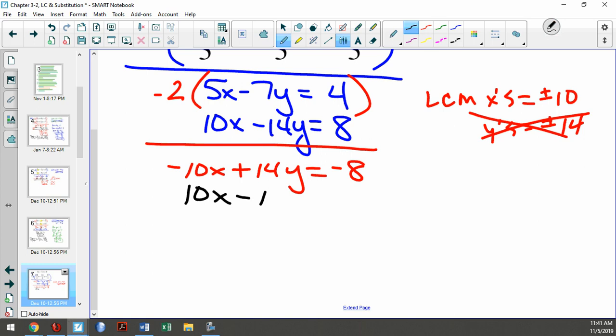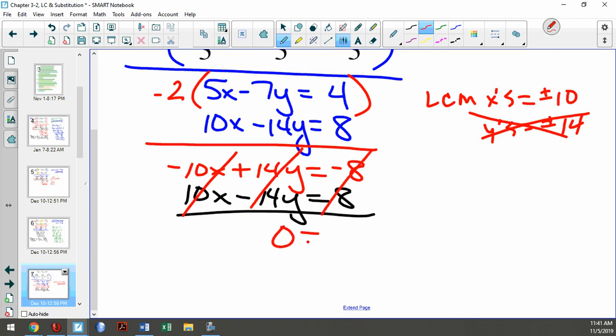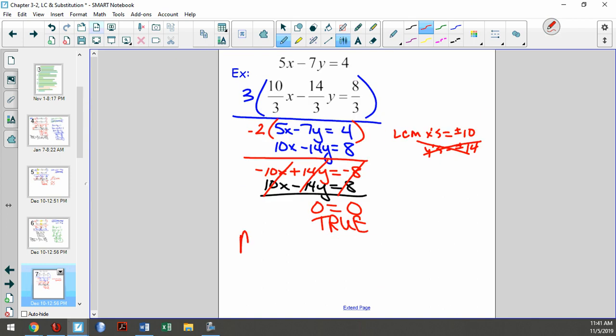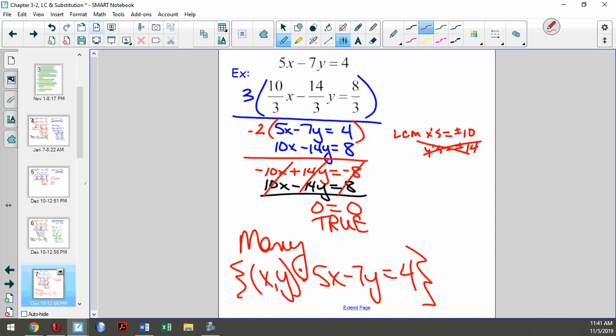Drop down the bottom equation. Again, you're not changing it. So what happens? Every single thing cancels and I have 0 equals 0. Is that sometimes, always, or never true? Always true. So what type of answer do I have here? This means I have many POIs because they are essentially the same equation. So you are going to write x comma y such that, either colon or bar, it doesn't matter, 5x minus 7y is equal to 4. Done.